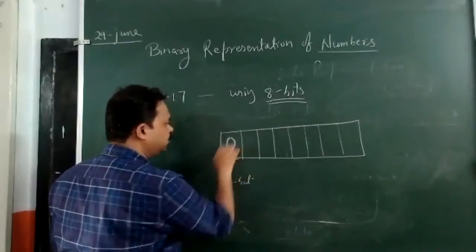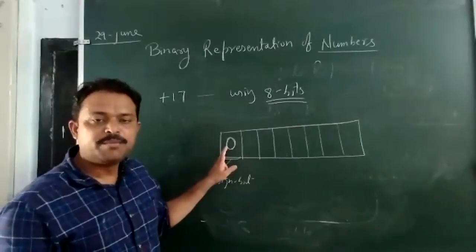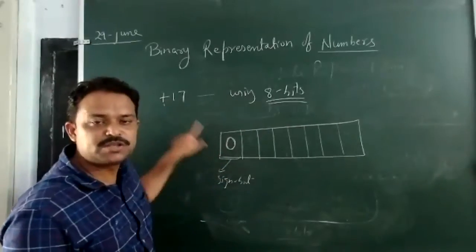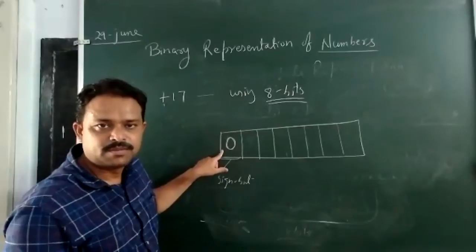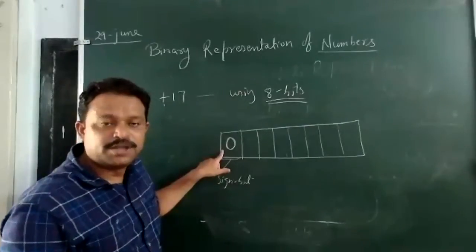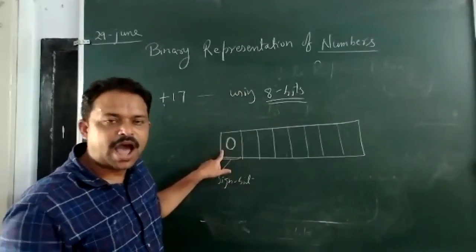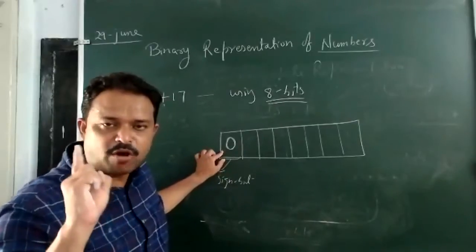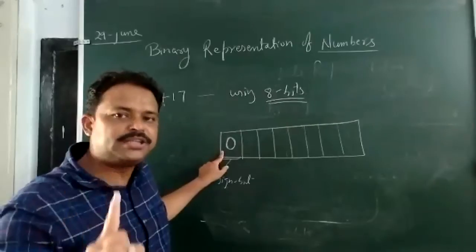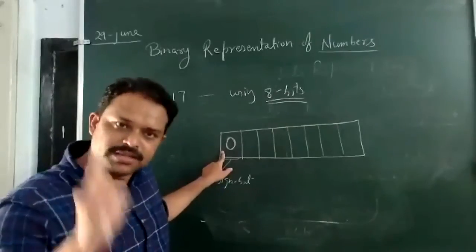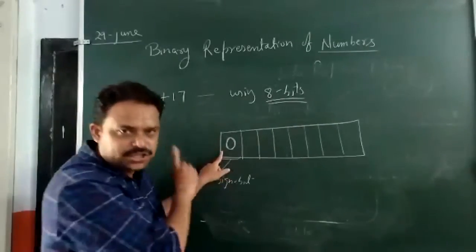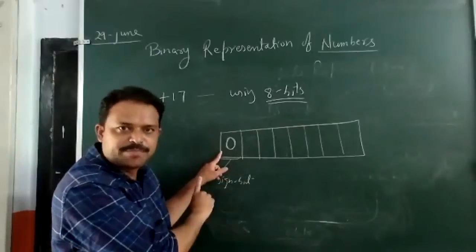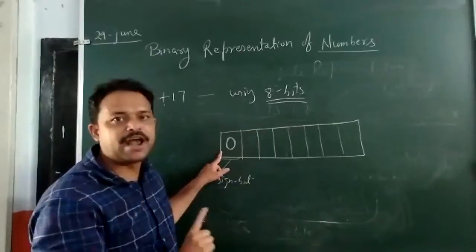Here I will write 0. Sir, why are you writing 0 here? Because it is a positive value. I am talking about sign magnitude representation. In sign magnitude representation, this is the concept for representing a positive value.